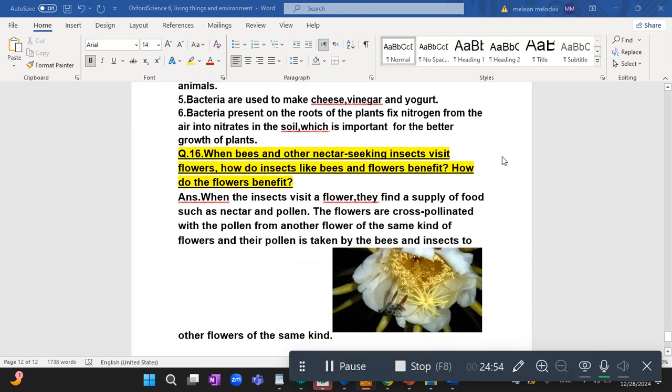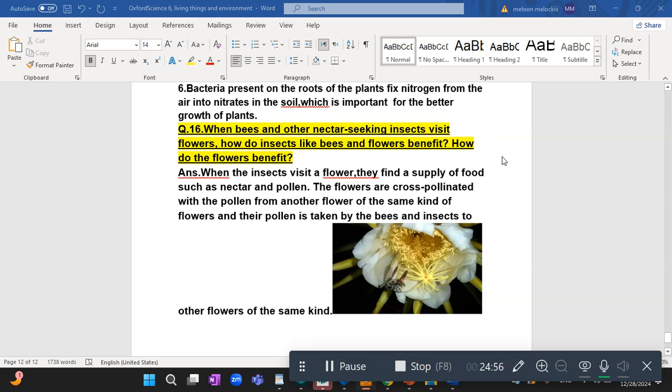Question number 16. And this is the last question of the exercise. When bees and other nectar seeking insects visit flowers, how do insects like bees and flowers benefit? How do the flowers benefit? Answer. You can see in the picture there's the honeybee which is sitting on a flower and sucking up the nectar.